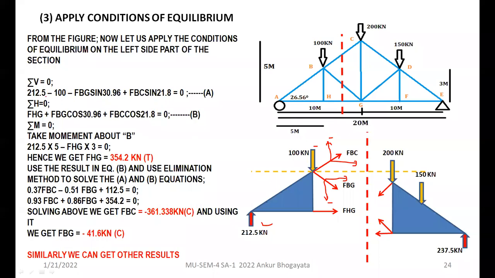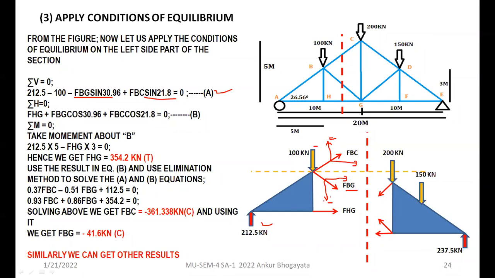This is 212.5 moving upward, it is positive. 100 is moving downward, so it is negative. FBG sine theta is moving downward. You can see here, so it is negative. And this is moving upward, FBC sine theta, so it is positive, right? So this gives me my first equation.